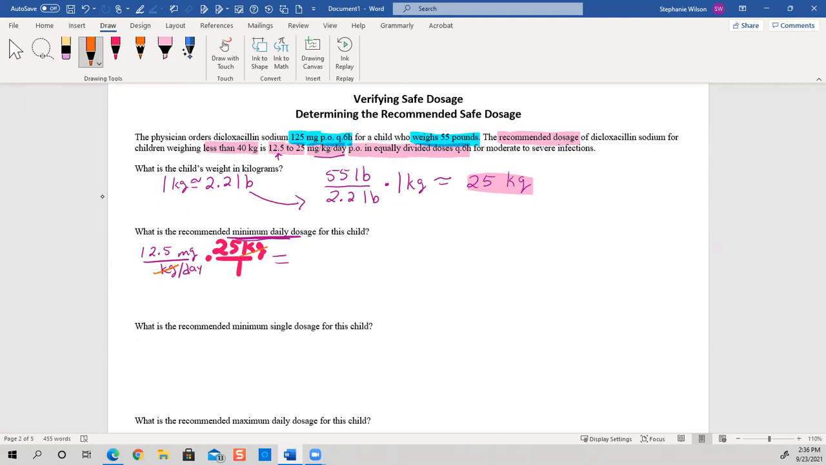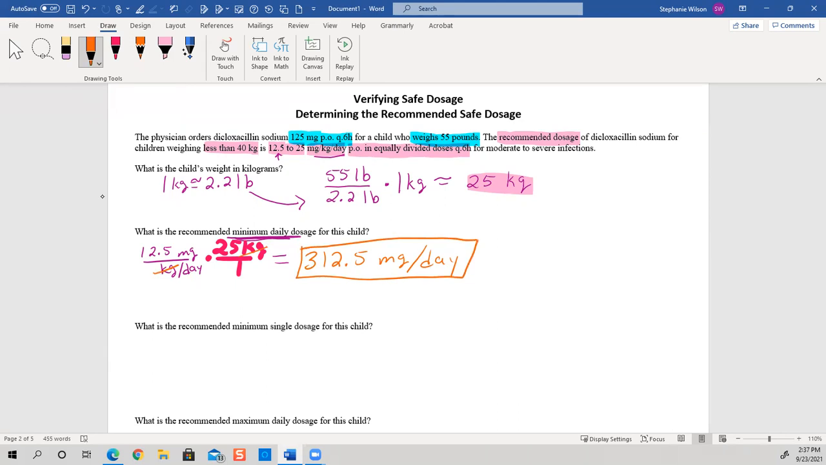So all we've got to do now is just multiply. We're going to say 12.5 times 25, and it's going to give us 312.5 milligrams per day. So this is the minimum safe dosage per day for this patient. I'm going to put a box around it or highlight it so that I acknowledge that's my answer.